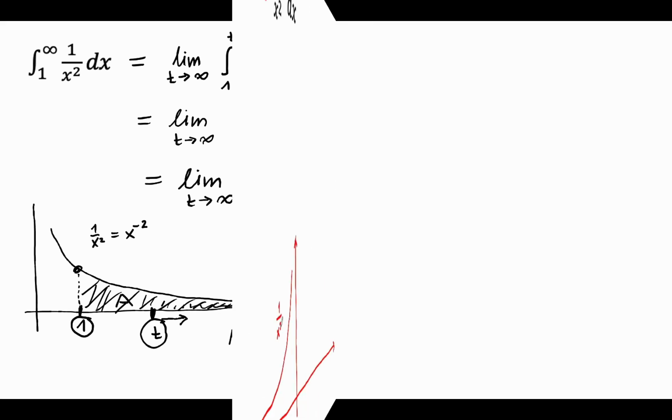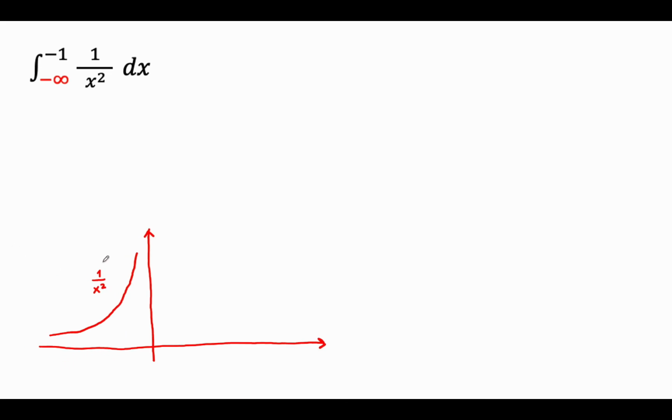So consider again the same function 1 over x squared. The function is the same, but now let's integrate this function from negative infinity up to negative 1. That's the region of interest. I want to evaluate this integral, and I can do so in exactly the same way. I can fix a parameter t that is less than negative 1, and then I can integrate this function from t up to negative 1.